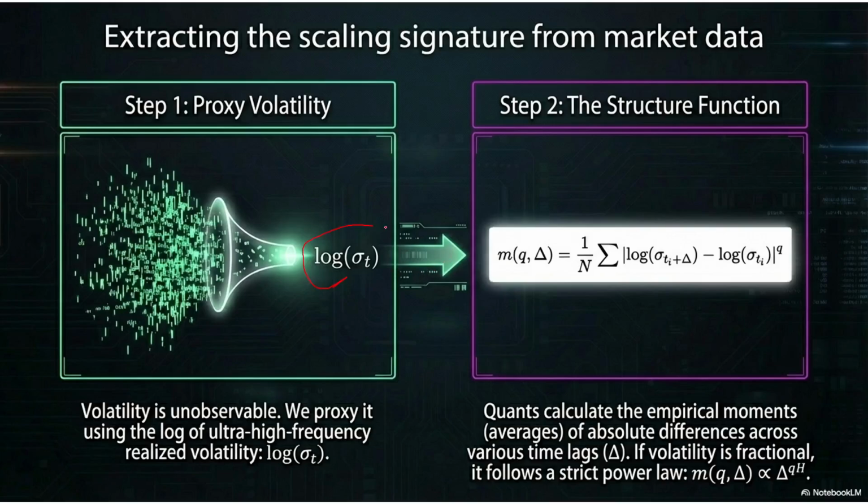Step 2 is calculating the structure function. So quantitative analysts, or quants, calculate the empirical moments, so the averages of the absolute difference in this log volatility across various time lags. If volatility is fractional, it will mathematically follow a strict power law.